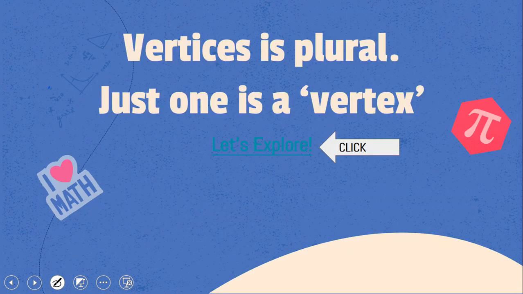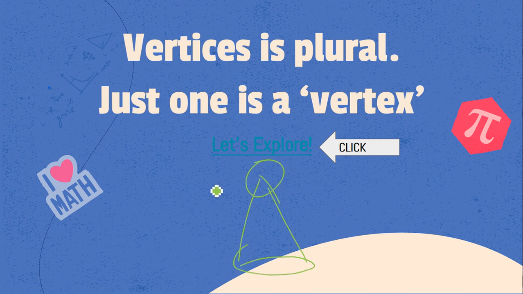Okay, now, vertices is plural. If there's just one, for example, in a cone, there's only one vertex.